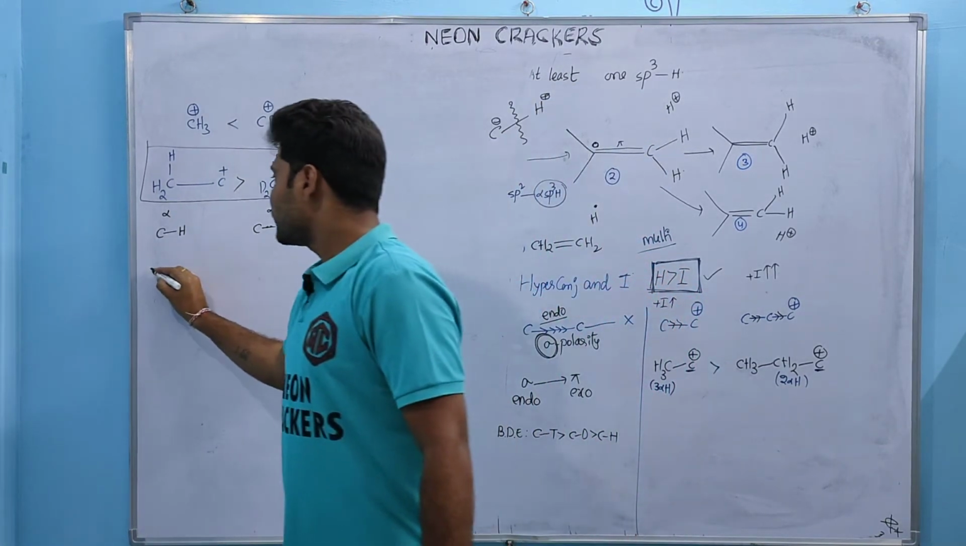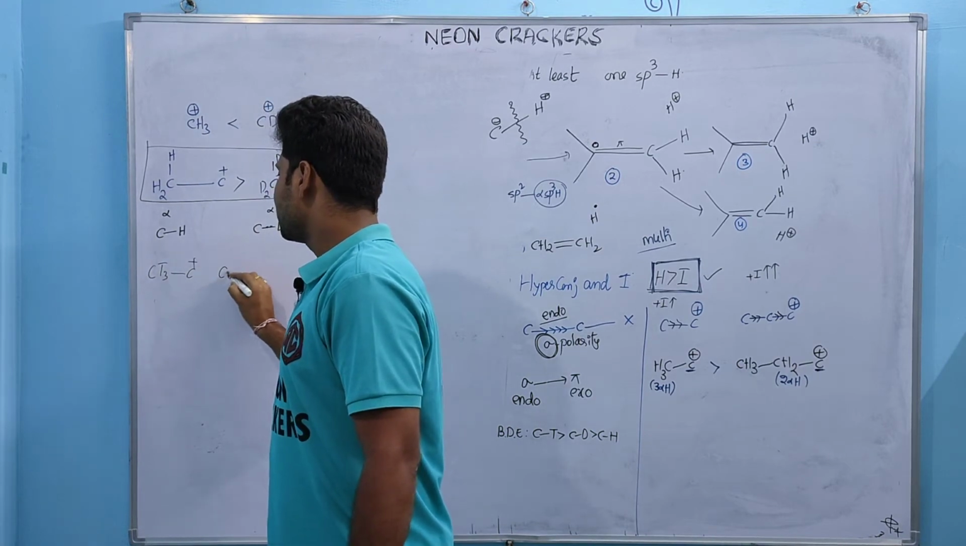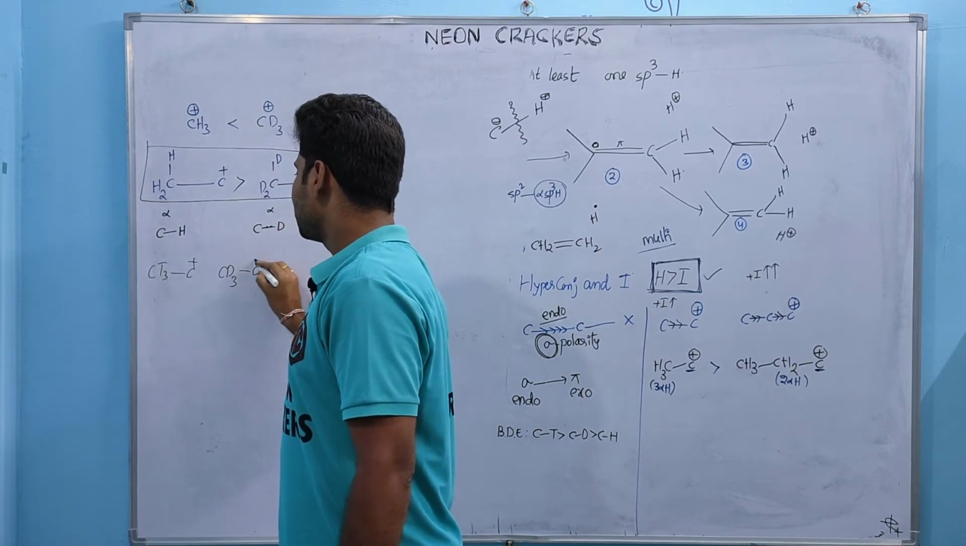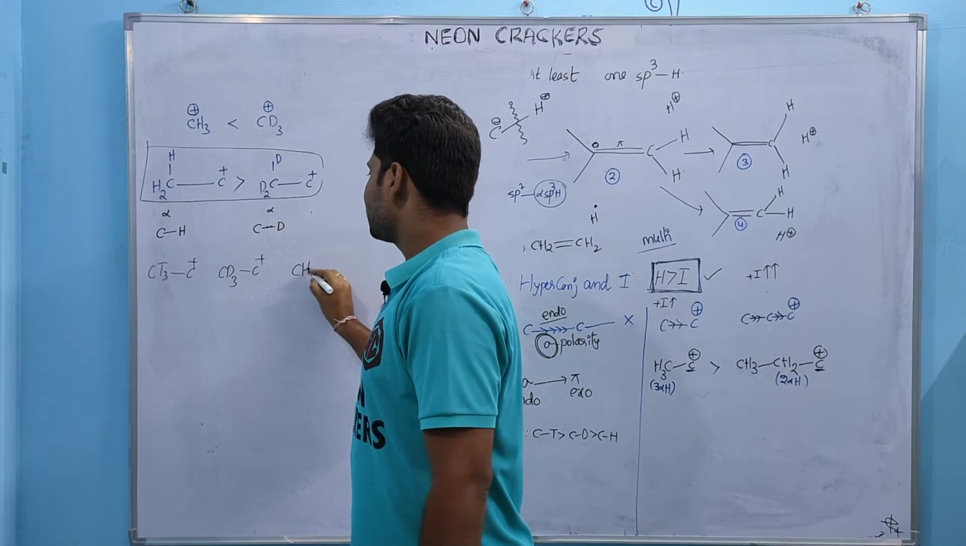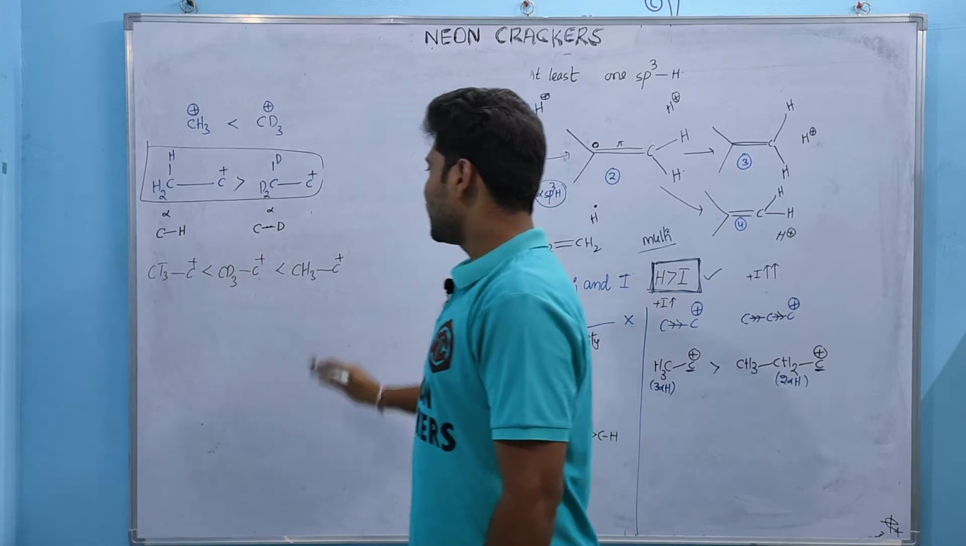So what is the overall order here? CT3 C plus, CD3 C plus, CH3 C plus. Which is more stable here? The last one is more stable.